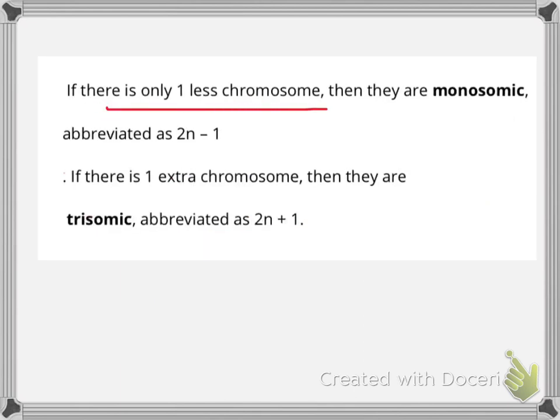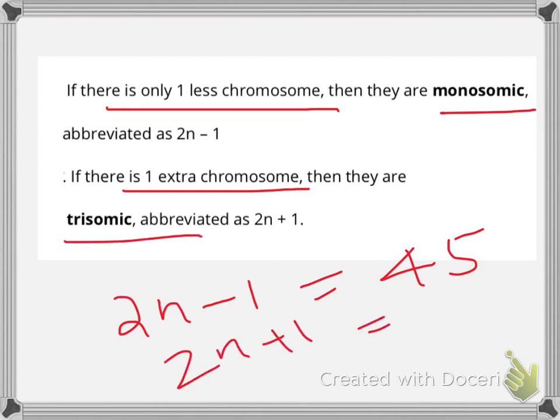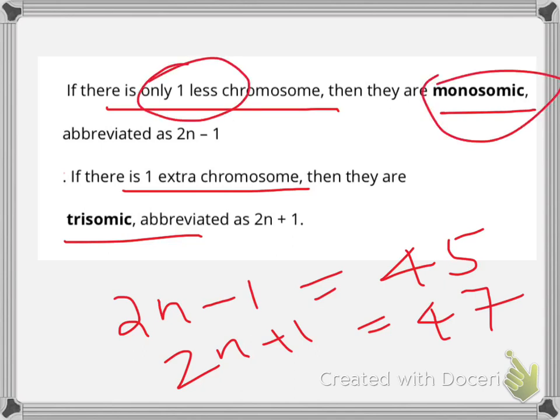If there is one less chromosome, they are known as monosomic, abbreviated as 2n-1, that is equal to 45 in the case of human beings. If there is one extra chromosome, then they are trisomic, 2n+1, that is 47. So with one chromosome less, they are monosomic, and with one extra chromosome, they are trisomic.